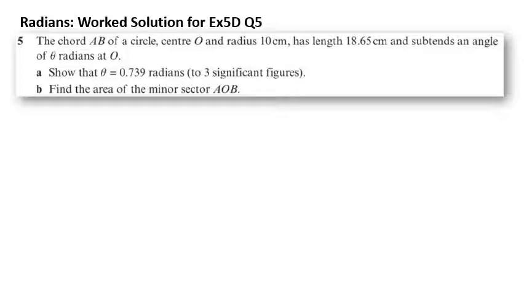And if the radius is 10 centimeters, then it should have an arc length of 10 lots of 0.739 radians, in other words 7.39 centimeters. Now if the arc length is 7.39 centimeters, there is no way that the shortcut, which is the straight line chord between A and B, is going to be longer than 7.39 centimeters. So it turns out what they're looking for is not theta is 0.739, but cos theta is minus 0.739.